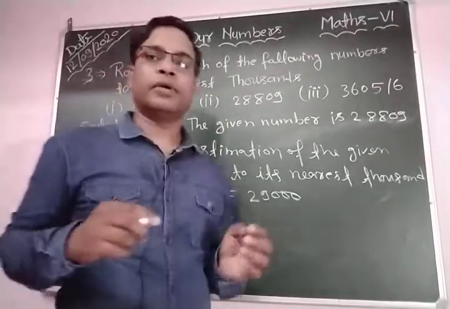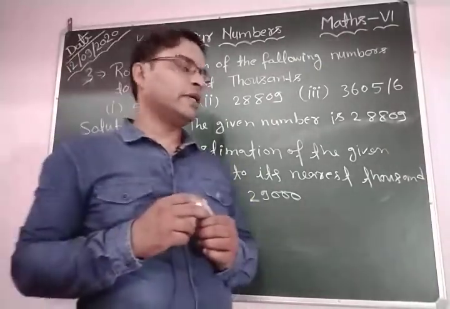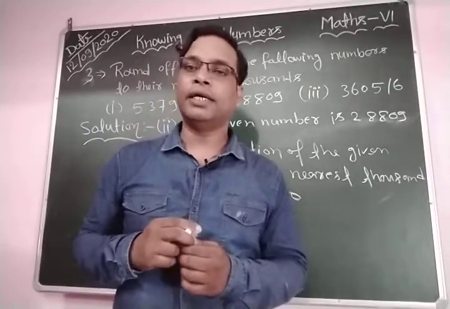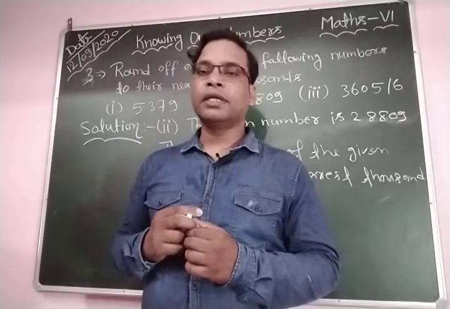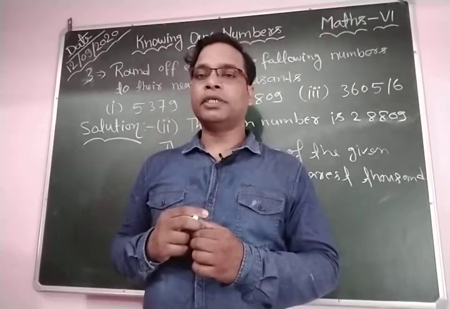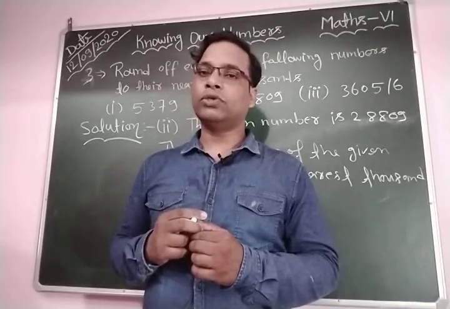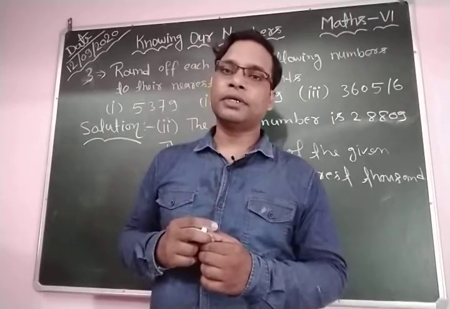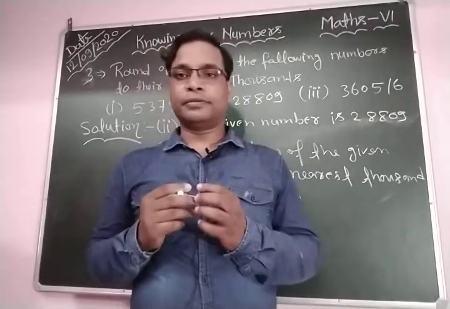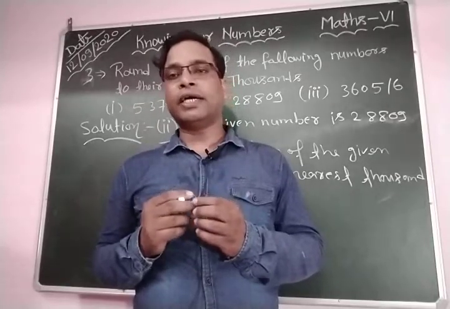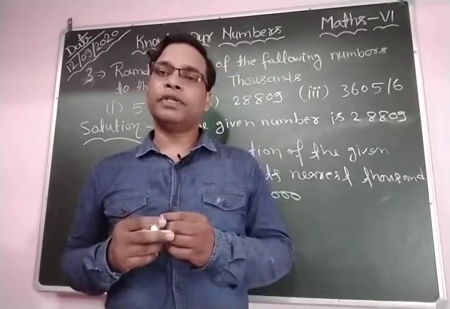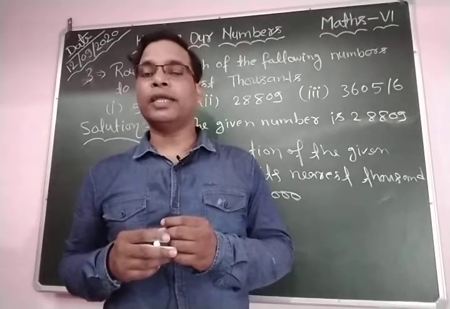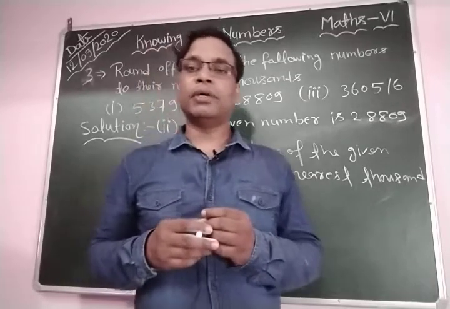In this case, for rounding at the thousand place, we check the 100 place digit. If the 100 place digit is less than 5, then we replace the 100 place digit, tens place, and ones place digit by 0, and keep all other digits of the number as they are. If the 100 place digit is 5 or greater than 5, then we replace the 100 place digit, tens place, and ones place digit by 0, and the thousand place digit increases by 1.